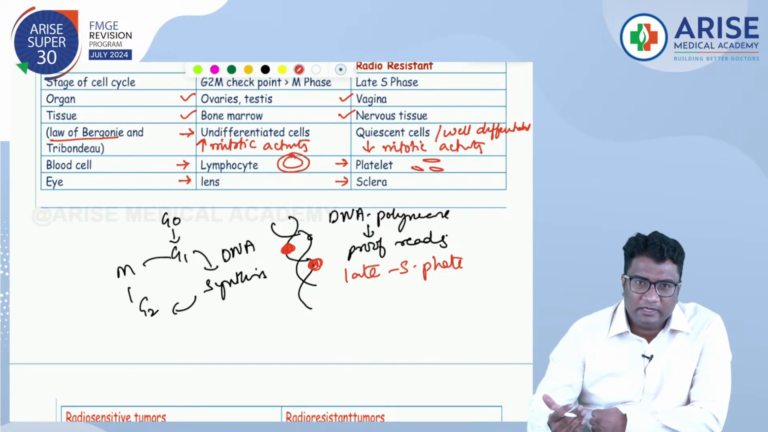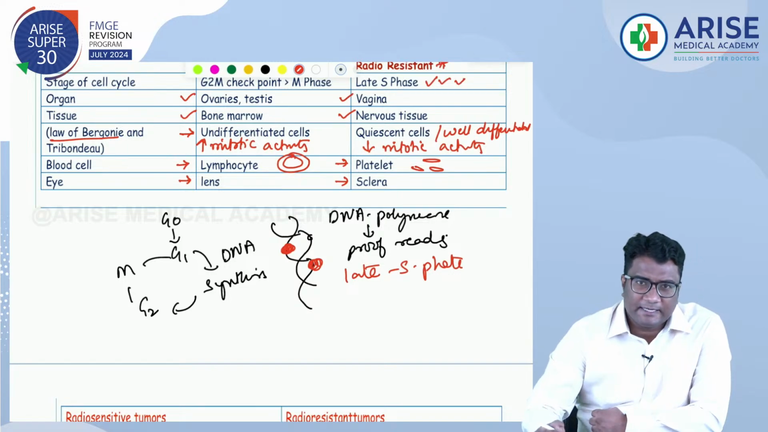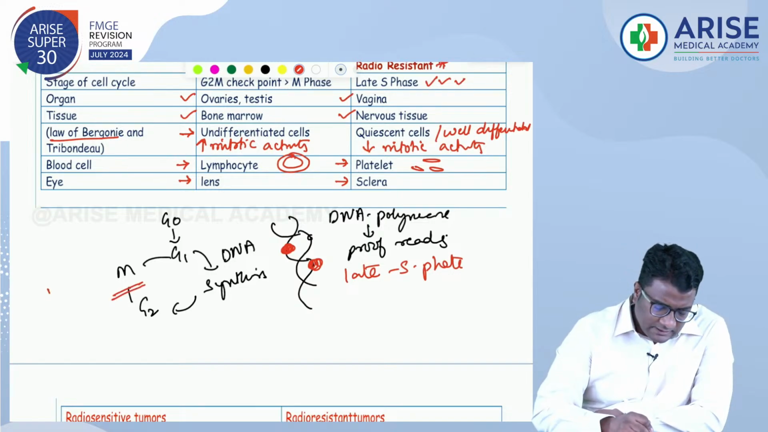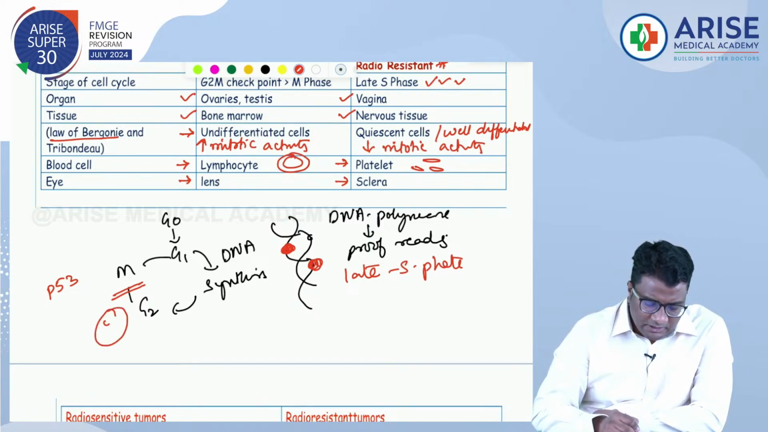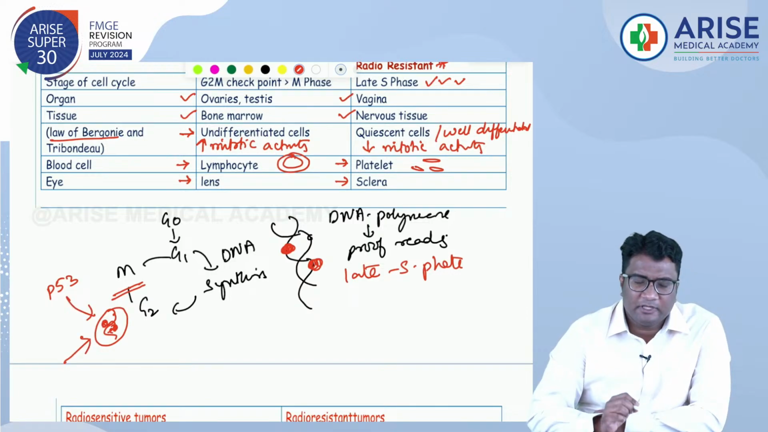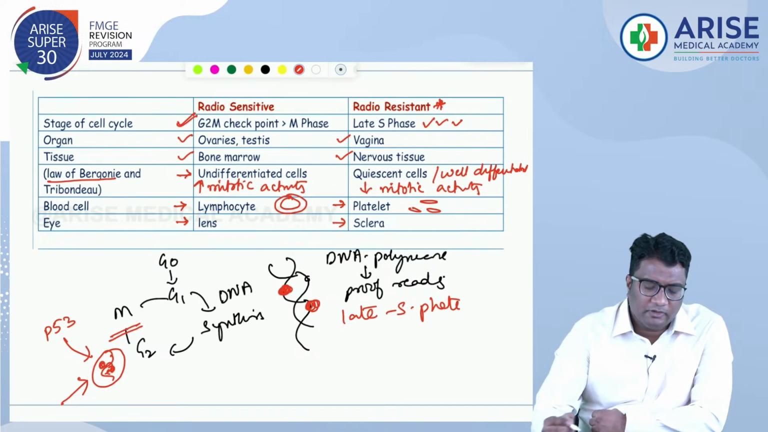So the cell will not die. The late S phase is the most radio-resistant phase of the cell cycle. Whereas the G2M phase has the P53 checkpoint, which is under the control of P53. Any damaged DNA here will be made to undergo apoptosis by P53. So you give radiotherapy here, you cause DNA damage, P53 will make it undergo apoptosis. So the G2M checkpoint is the most radiosensitive phase of the cell cycle.